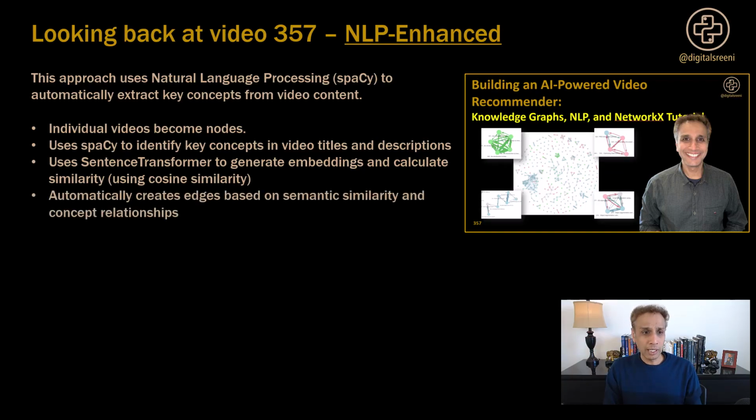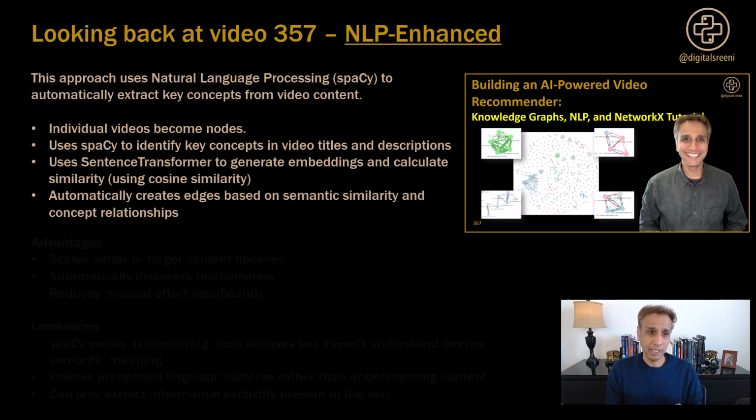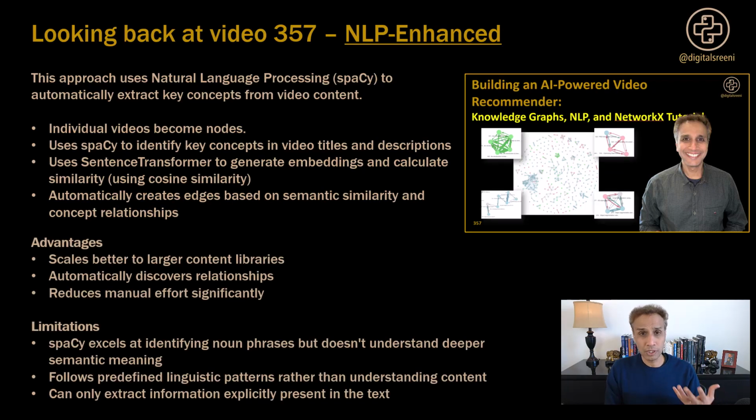Okay, so that was the approach, and of course, it automatically creates the edges based on the similarity. We say, okay, calculate all the similarity between these nouns that you extracted from videos. And if the similarity is above a certain threshold, or let's say if two videos are more close, then hey, let's go ahead and connect them, and that kind of defines the relationship. And that's how we automated that. Of course, the advantage is it scales much better with larger content, and automatically discovers the relationships, which is why it scales easier.